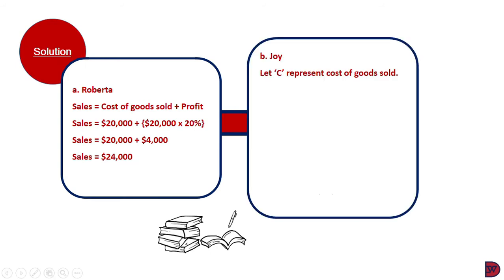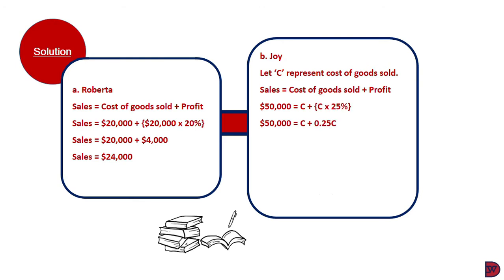When we come to Joy, let C represent cost of goods sold. Sales, as usual, is cost of goods sold plus profit. We already have the sales figure, which is $50,000, and we are looking for the cost of goods sold, which is C here. The profit markup is given as 25%, which is supposed to be charged on the cost of goods sold of C. 25% of C is 0.25 C. We add it to the C, which is the cost of goods sold figure, giving us 1.25 C. So mathematically, if you're supposed to find the C, we will divide both sides by 1.25. Cost of goods sold will now be $40,000.